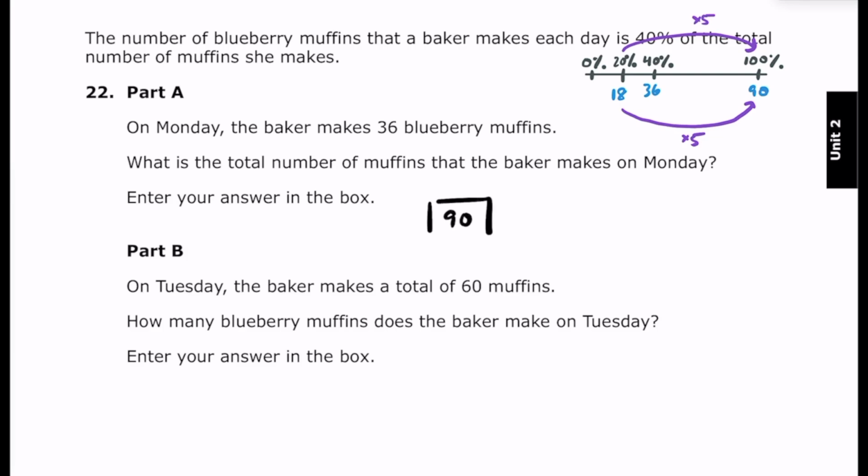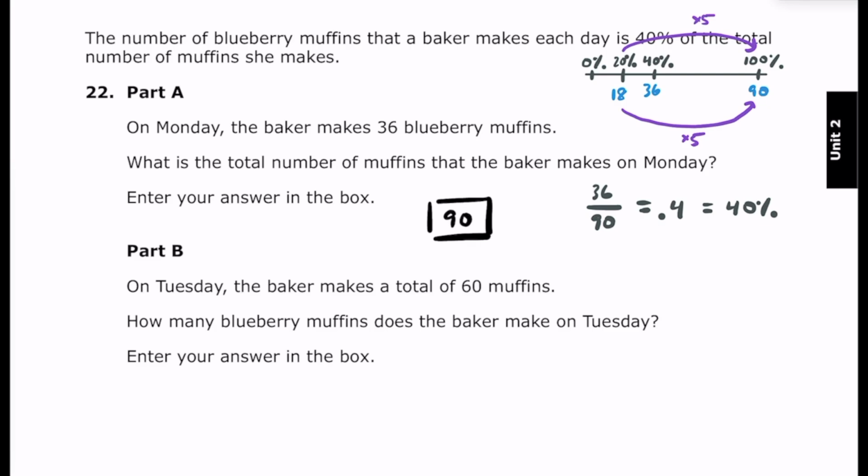You can also see that if you had 36 blueberry muffins out of 90, you could divide those two on a calculator, and that's equal to 0.4, which hopefully you know is 40%, right? Because you would slide the decimal over twice to the right as you convert it to a percentage. All right, let's see here for part B.